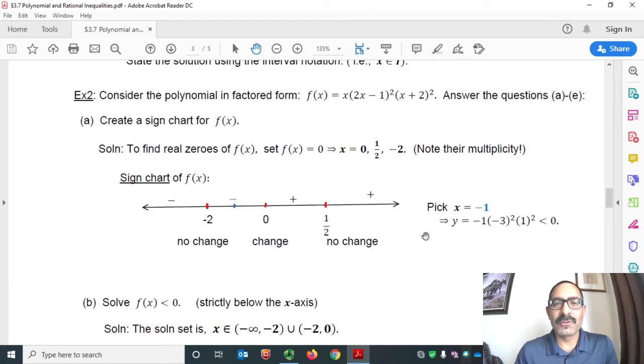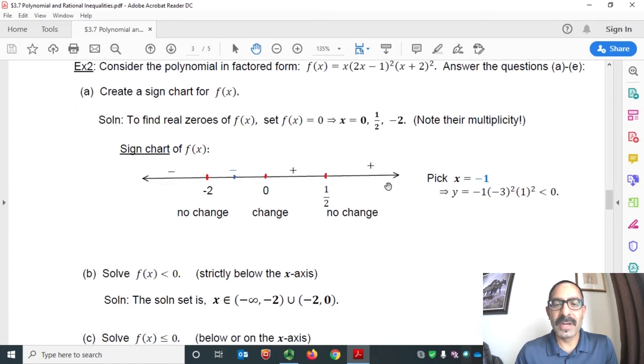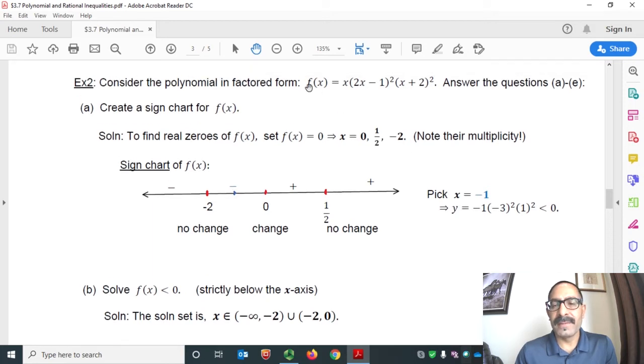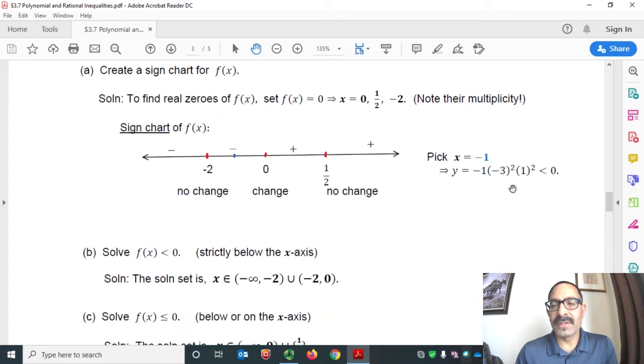So now, let's create a sign chart for f(x). Draw the number line, plot those zeros. Here is minus 2, here is 1/2, and here is 0. Next, pick any testing point inside any two real zeros. So here I pick x equals minus 1. Put x equals minus 1 into f. Then y equals minus 1 times minus 3 squared times 1 squared. The value turns out to be negative because only this minus creates a negative, so the y value is negative. So here we are getting f is negative.